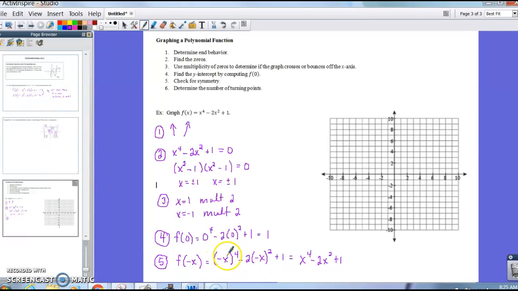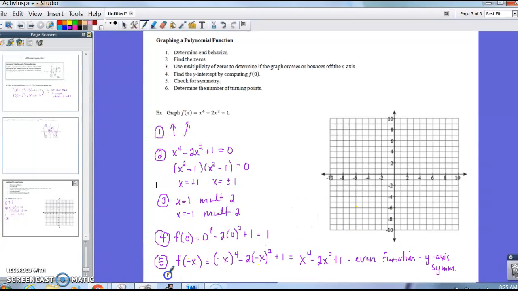So here's the deal, right? If I take a negative number and I raise it to an even power, it just becomes a positive number. So that's what happened in this particular problem: when I substitute -x in for x, I get back the same function that I started with. And because of that fact, it's an even function, which means it has y-axis symmetry. So that's going to help us when we're graphing it.